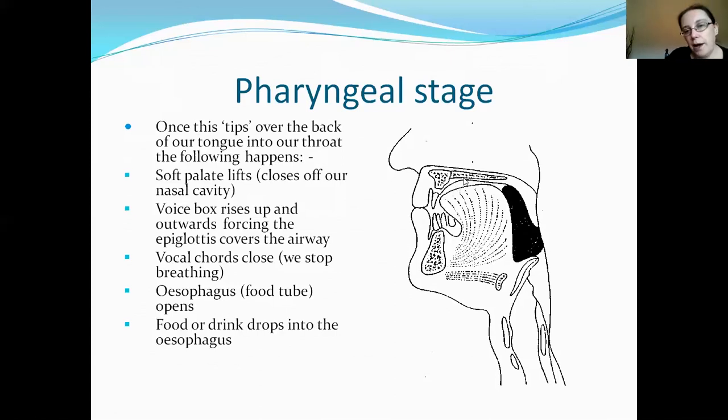So what happens is the food is moved back, your soft palate here comes down and it closes off your nasal cavity so you don't get things coming back and going through your nose. Your voice box lifts up and rises, pulls forward, and what that does is it pulls the epiglottis down and it comes over and covers the airway there. Another layer of protection is down here, which is not quite on the screen. You have your vocal cords and they close and you stop breathing. And then your esophagus, your food tube, opens up here, and then the food and the drink drops down into the esophagus. And all that happens in less than a second. So it's quite a complicated process, as you can see.